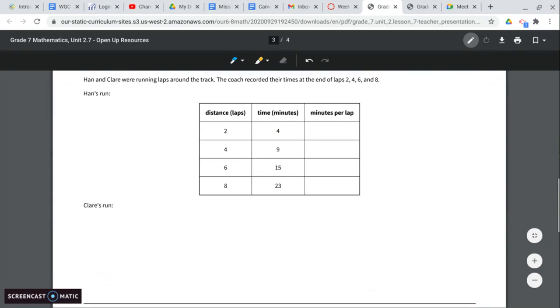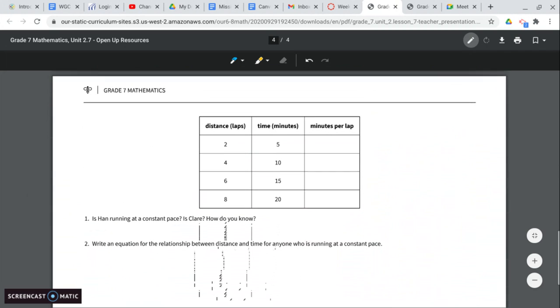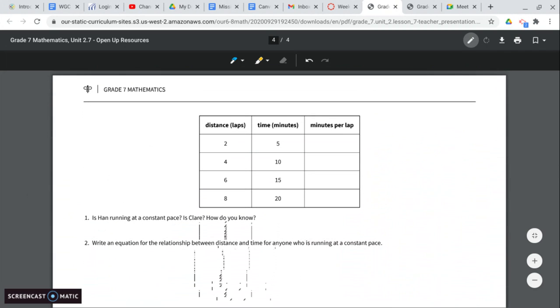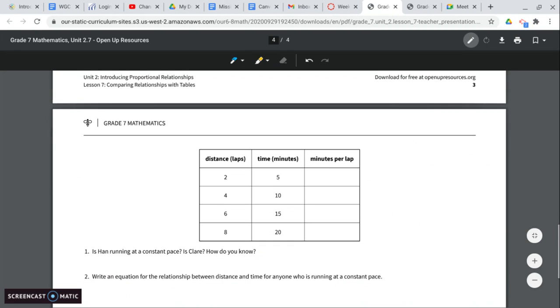All right, running laps. Han and Claire were running laps around the track. The coach recorded their times at the end of laps 2, 4, 6, and 8. So here's Han's, and then Claire's is down here. Is Han running at a constant pace? Is Claire? How do you know? And then we're going to write an equation for each.